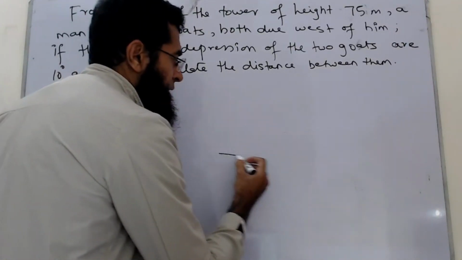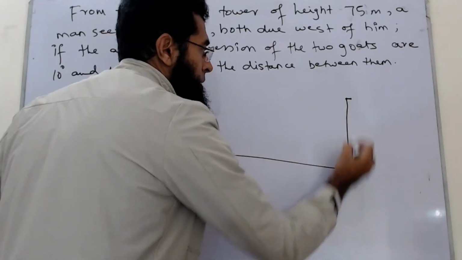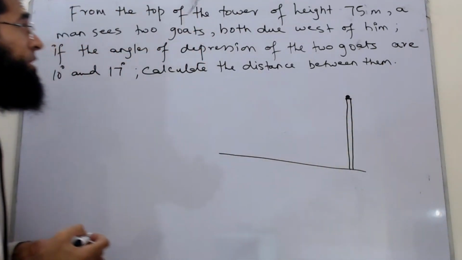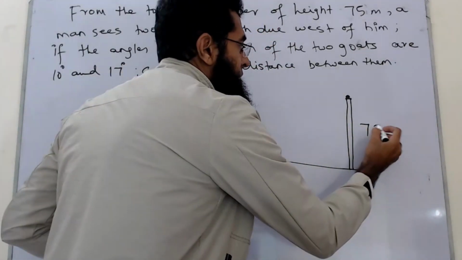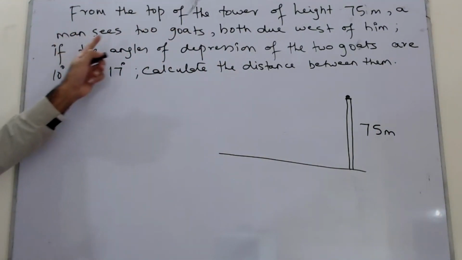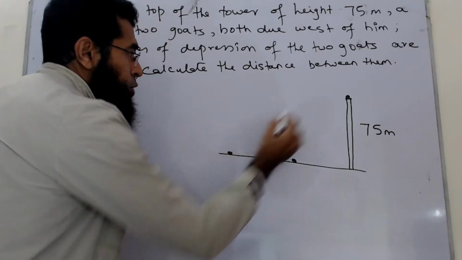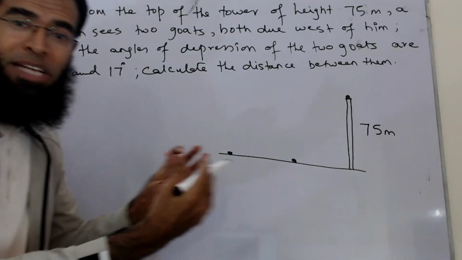Let's say this is a ground and there is a tower here. So man is standing at the top of the tower. So from the top of the tower of height 75 meters, so the height is 75 meters, a man sees two goats. Let's say there are two goats. So a man is looking at two goats, right? Both due west of him.